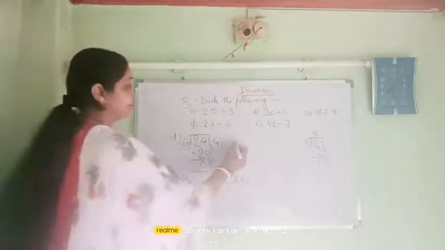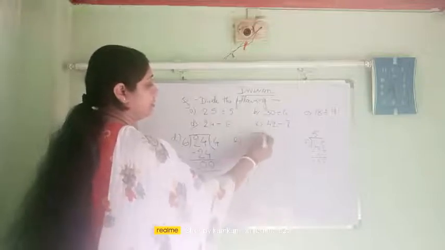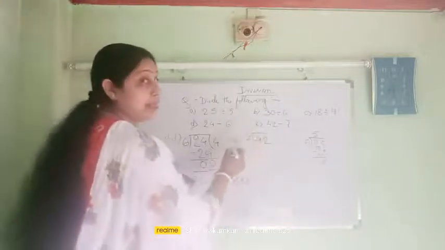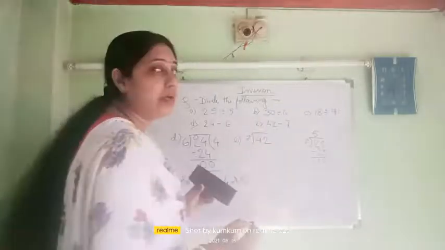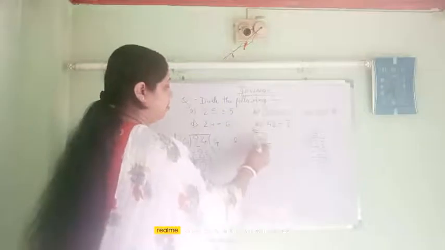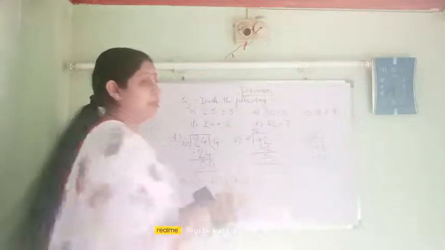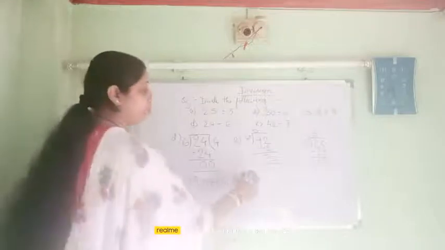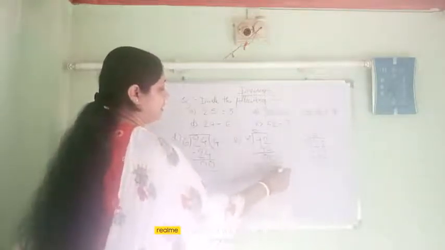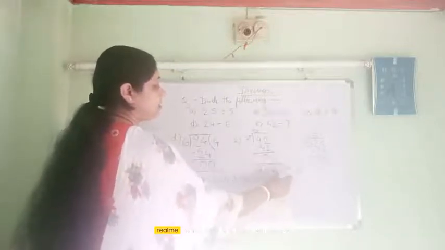Next one, E, 42. Again I am showing the next process. Above I am writing 7. 7 how much is 42? We will read the table of 7. 7 6s are 42. I am subtracting here. So the remainder is 0. So 42 divided by 7 equal to 6 and remainder is 0.